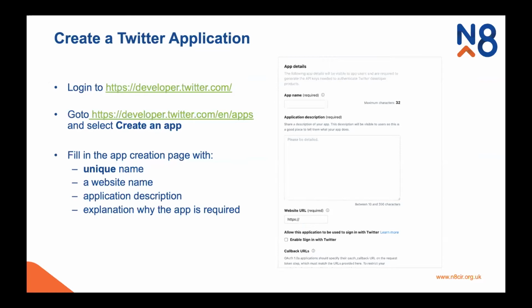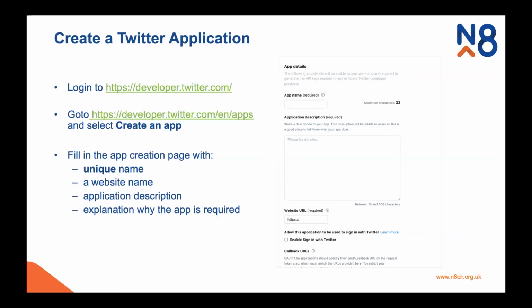Now, after you've been granted access to the Twitter developer account, in order to be able to start collecting this data, you need API keys. In order to generate the API keys, you need to create an app in your developer account. When you're creating an app, you need to provide the unique name of your app. You need to provide a website name of the app. In most cases, I just put a link to my GitHub repository.